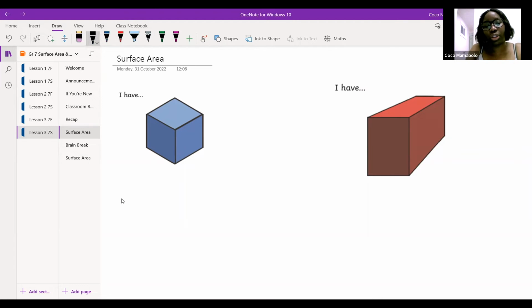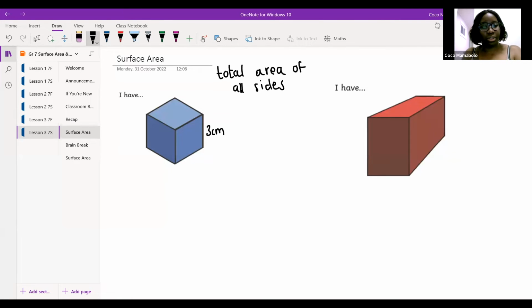All right, guys. So the surface area of a shape is the total area of all the sides. All the sides of my shape. So what we're going to be looking at today is the area of this cube. Now, I'm going to tell you guys that this side over here is 3 centimeters. If this side is 3 centimeters, I'm going to look at the first part of my shape.